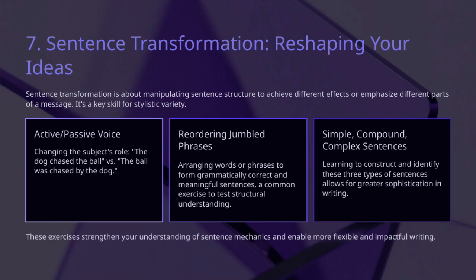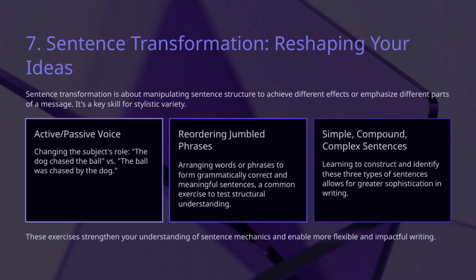Reordering jumbled phrases is another key skill. It involves changing the order of words to see how meaning and emphasis can shift. For example, switching from "the dog chased the ball" to "the ball was chased by the dog" changes the focus and tone of the sentence. This brings us to active and passive voice, another important aspect of sentence transformation.